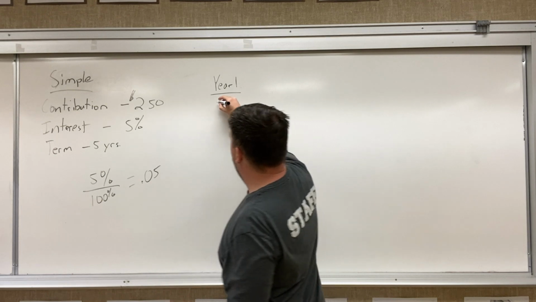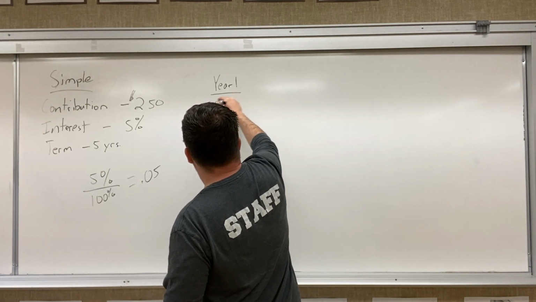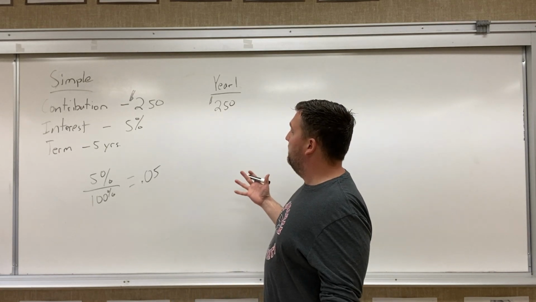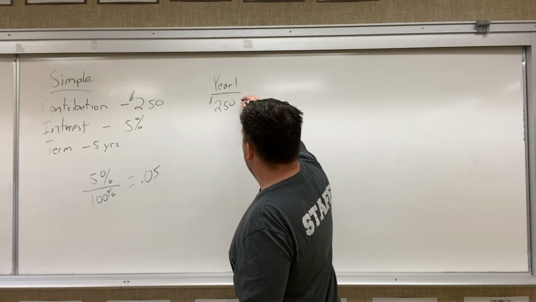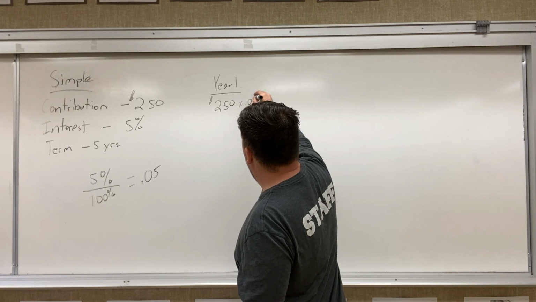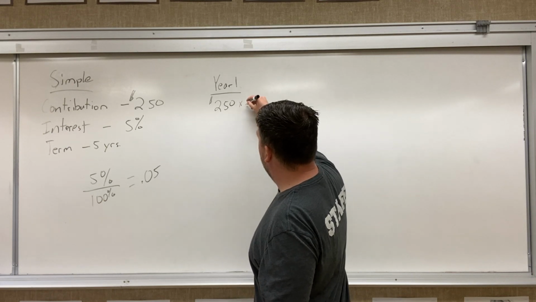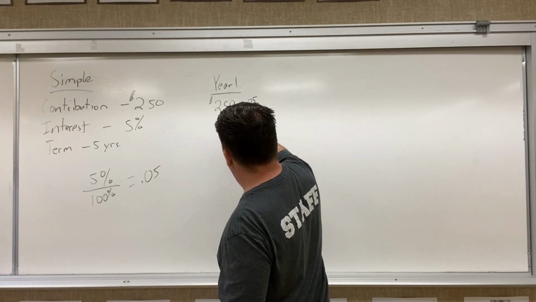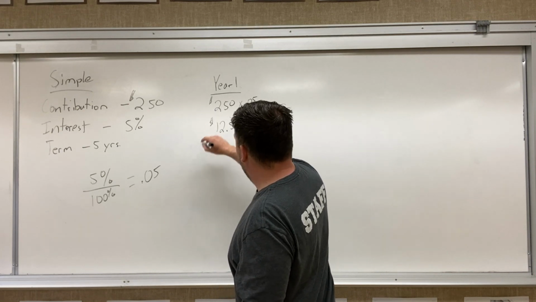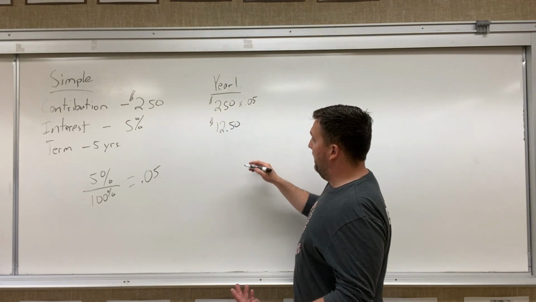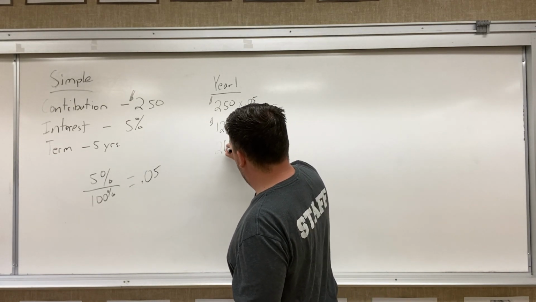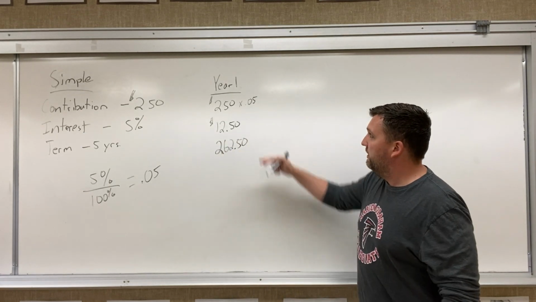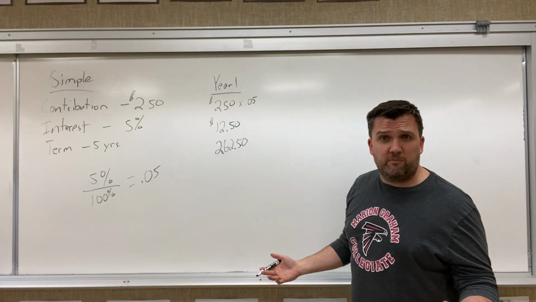So you just put $250 in, and to find the amount of interest you would make off of that, we multiply by 0.05. The interest that we would make in the first year would be $12.50. So when we're done at the end, we would have $262.50 when we add our investment and the interest together.